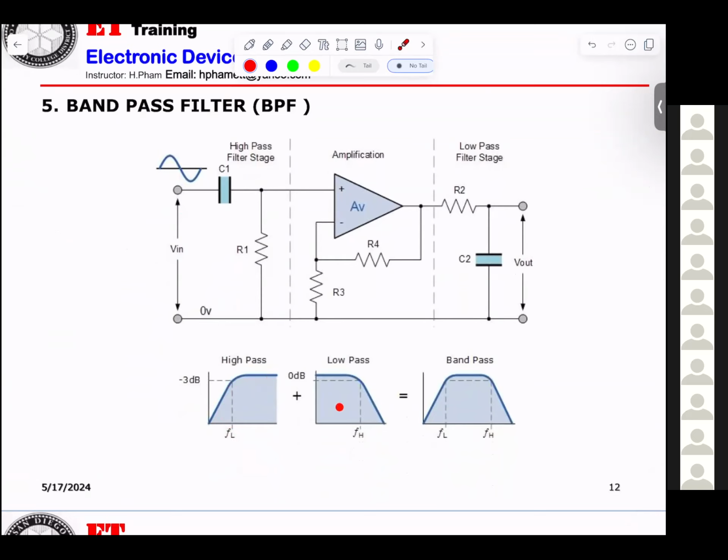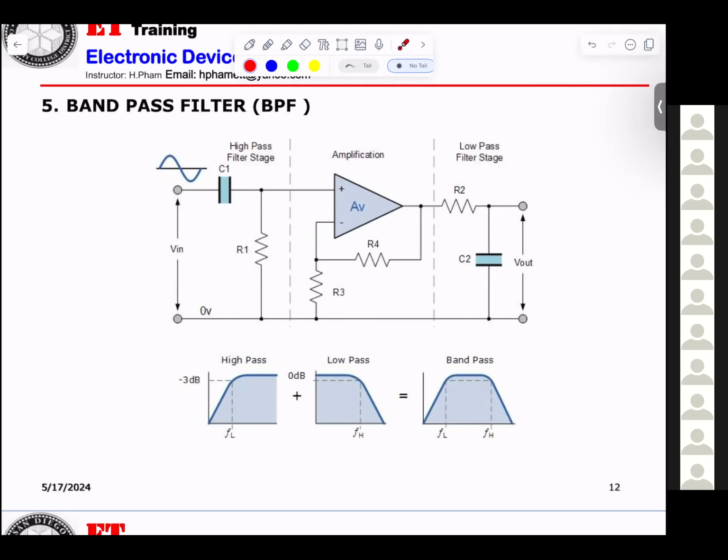This one, low pass. They pass low frequency. Now they combine high pass to low pass. You make band pass. That means the signal will be passed at a frequency higher than F low and less than F high. Okay. So basically, band pass filter, they just combine high pass filter to the low pass filter.